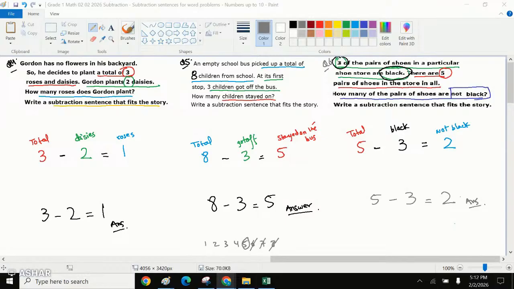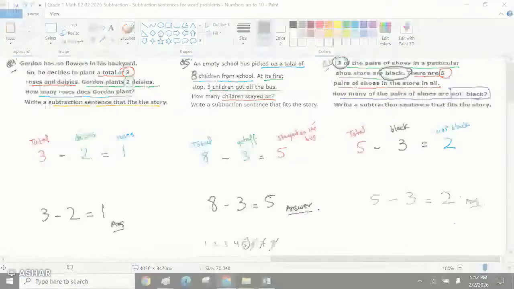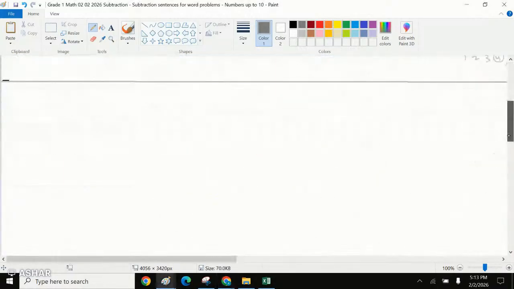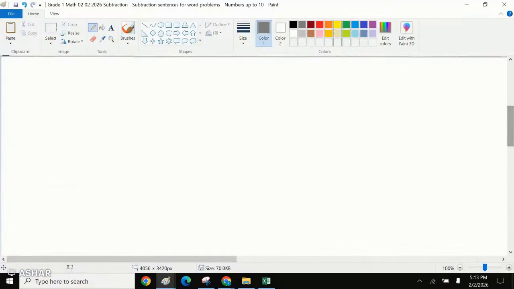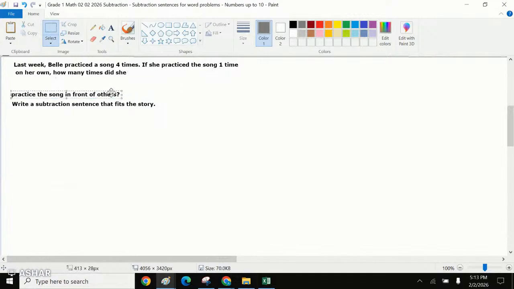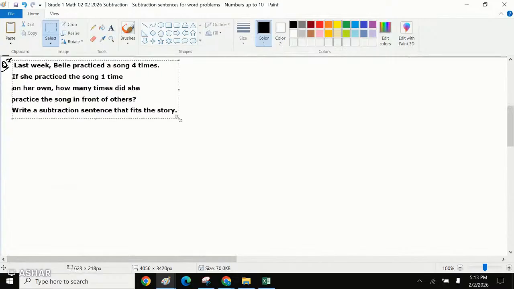The next question says, just a moment, please. Okay. So the next question is question number 7. Question number 7 says, write a subtraction sentence that fits the story. Let's move this. I try to align this so that all our statements take the same full space. This is our question number 7. And let's increase the size.